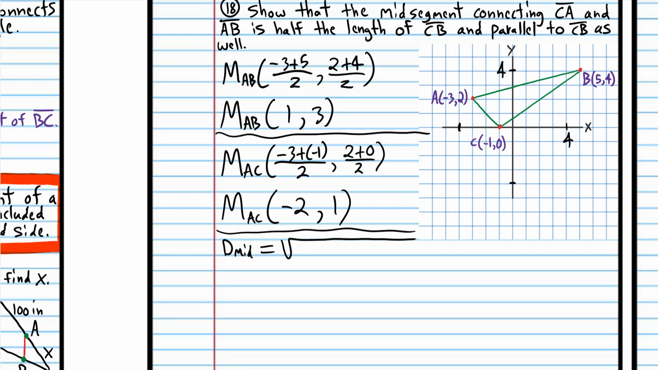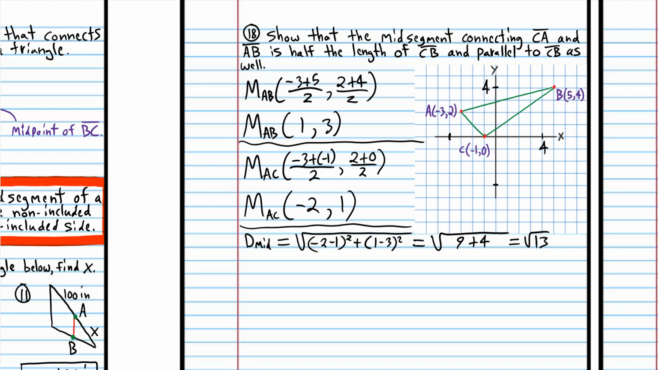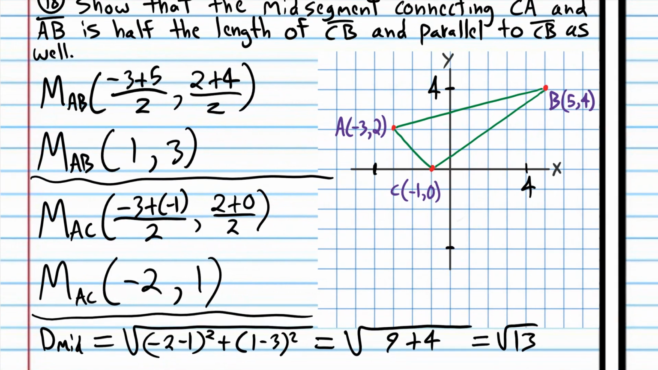making AC point 2, we have -2 minus 1 squared plus 1 minus 3 squared. And just doing the math there, we have 9 plus 4, which is root 13. So if that midsegment is root 13, this length here should be 2 times root 13 because it should be double.